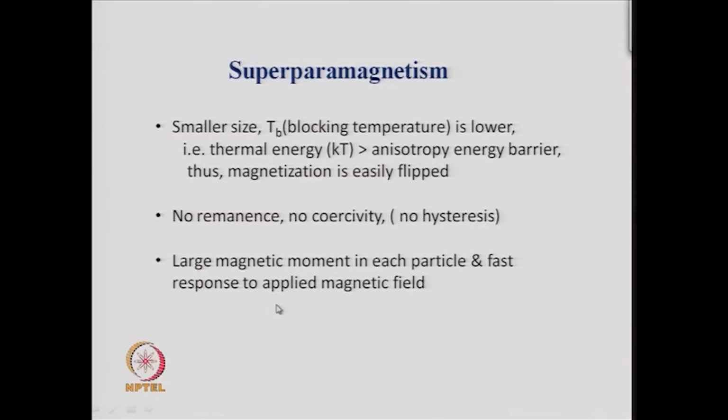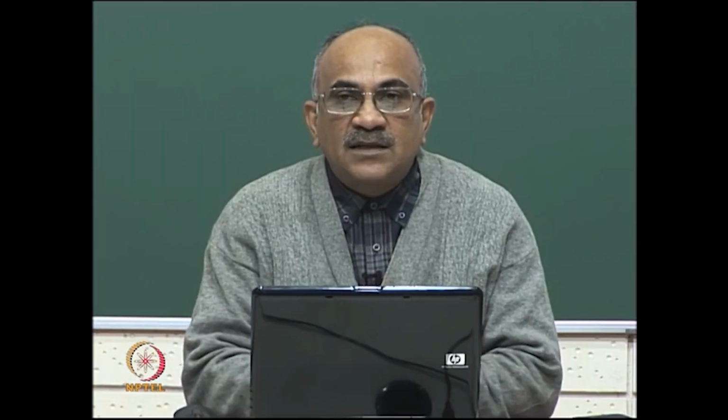That means, if you apply a field, the moment will be there, and if you remove the field, the moment will not be there. It will have a large, quick response to the applied magnetic field, and the magnitude of the magnetic moment will be larger in each particle, and that is why it is called superparamagnets, because a normal paramagnet will have some magnetic moment, but when you have a particle with several of these moments aligned together to act as a single moment, then this single moment will have a much larger value, and that is why this property is called superparamagnetism.